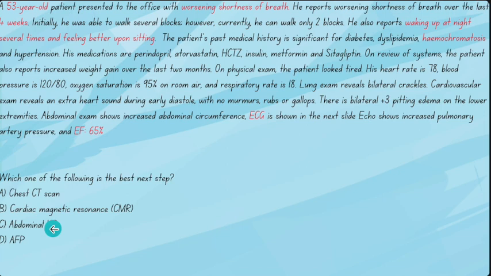Abdominal ultrasound can be helpful in case of cirrhosis. Cirrhosis leads to abdominal distension, but cirrhosis does not explain the whole picture here. Alpha-fetoprotein is a test ordered to diagnose hepatic cancer. It is elevated in hepatic cancers, so it's not very helpful in this case because it's not an abdominal pathology, it's a cardiac pathology, okay?